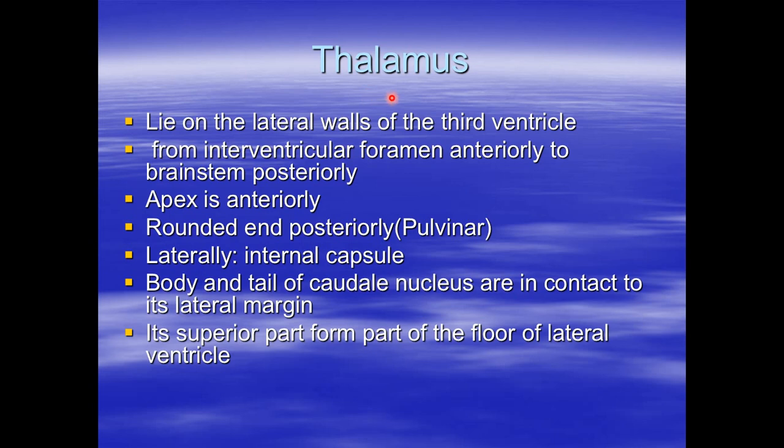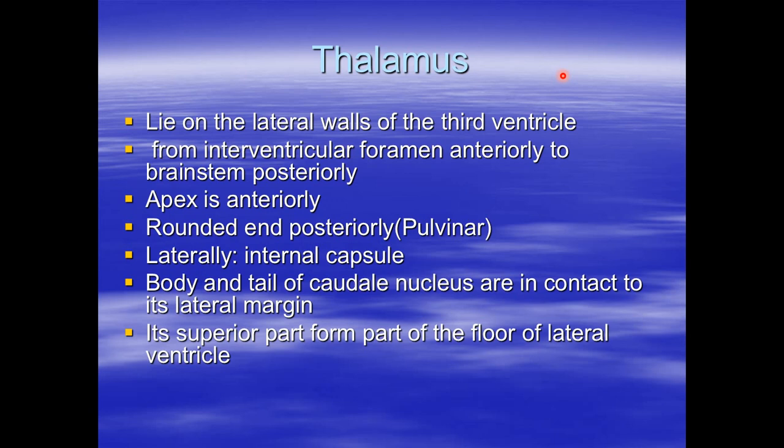So first of all, the thalamus is a mass of gray matter, or two masses of gray matter, the thalami, that lie on the lateral walls of the third ventricle. So it is on the right and left side of the third ventricle, and it extends from the interventricular foramen anteriorly to the brainstem posteriorly. So the anterior limit is the interventricular foramen of Monro, and the brainstem posteriorly.